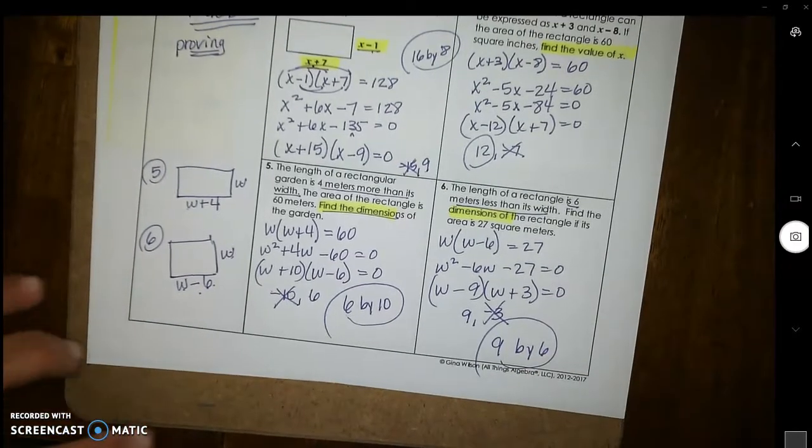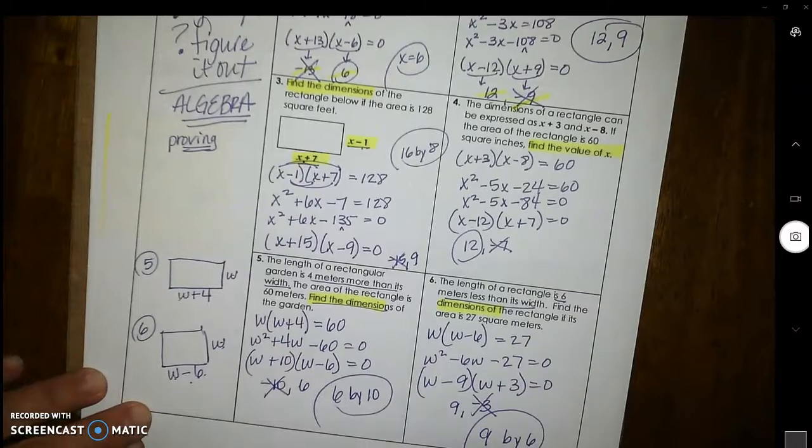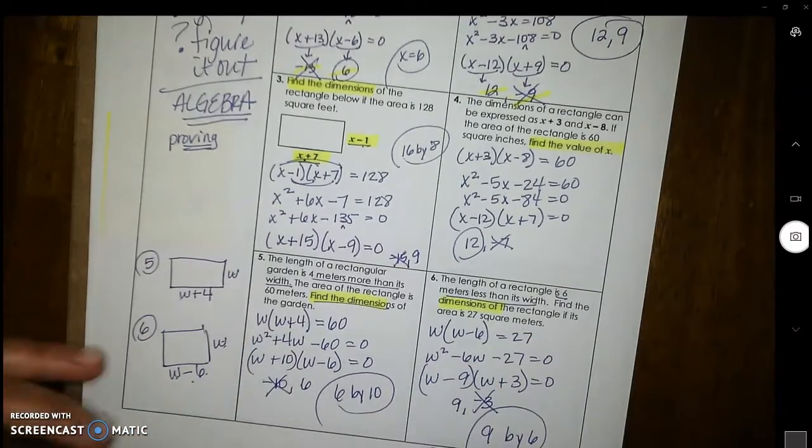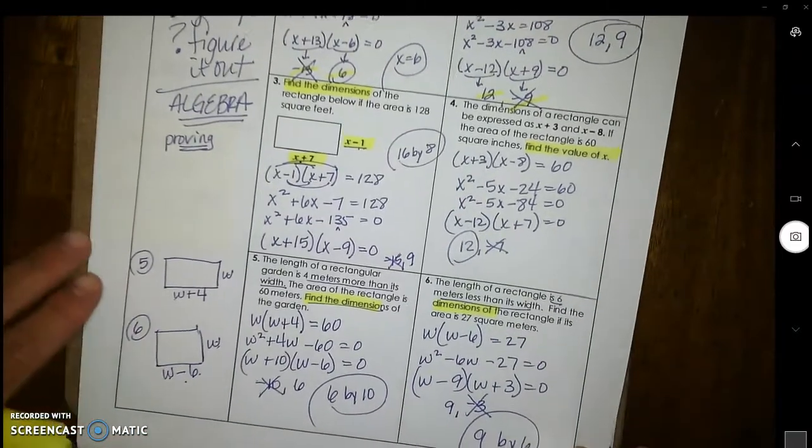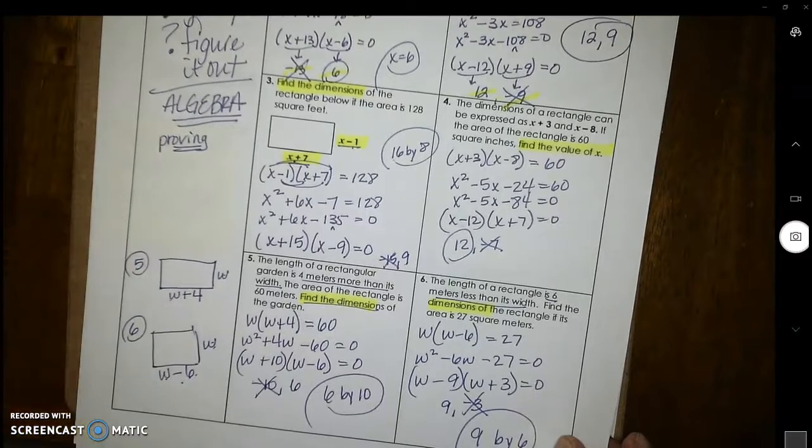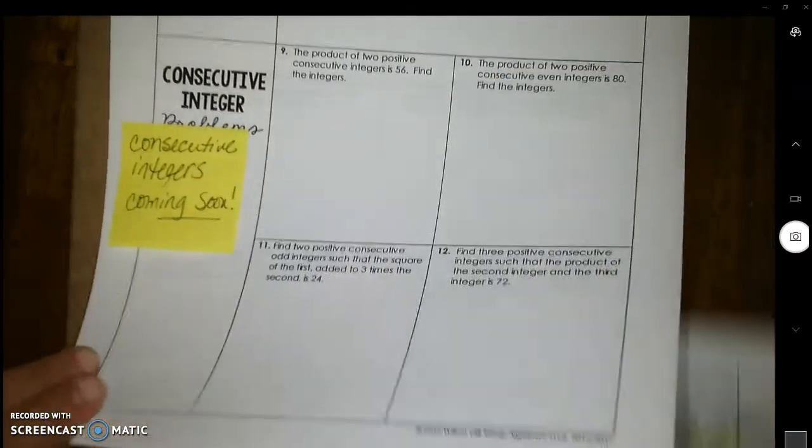Okay? Again, be careful. Make sure that you don't fall into the trap of just calling it, right, and getting those answers. So just be really careful with that. Okay? All right, let's go check out number 7.